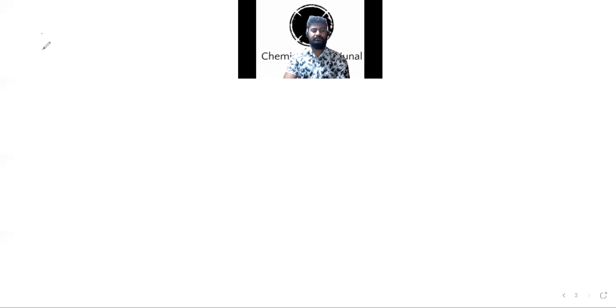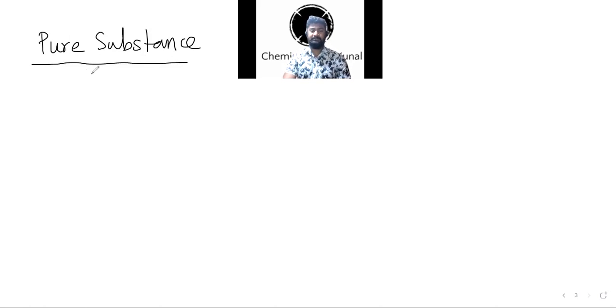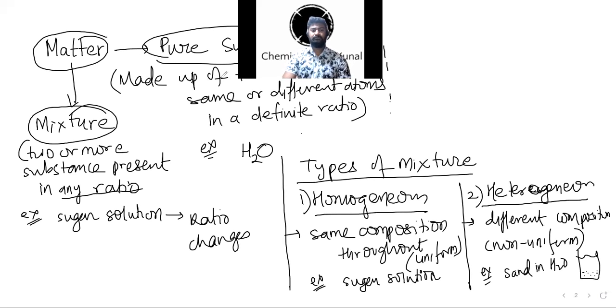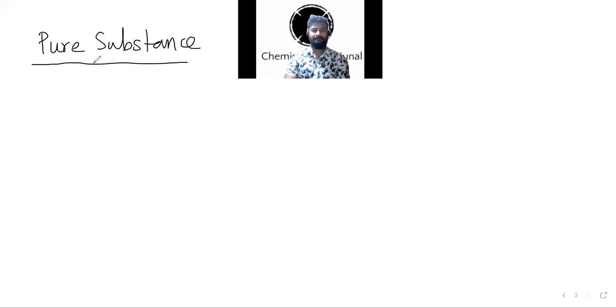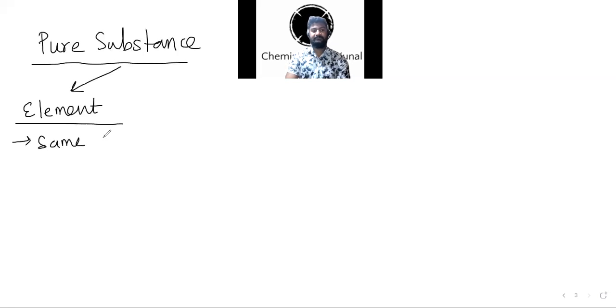types of pure substance. Pure substances, as I told you, are made up of substances in a fixed ratio. They could be made up of two or more different substances, or they can also be made up of one. So let's see how. Pure substances can be of two types. The first type is called an element. It's made up of the same type of atoms. So elements are the substances which are made up of the same type of atoms.